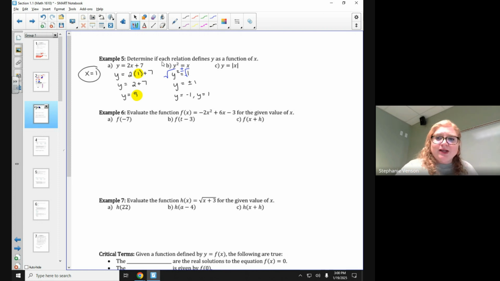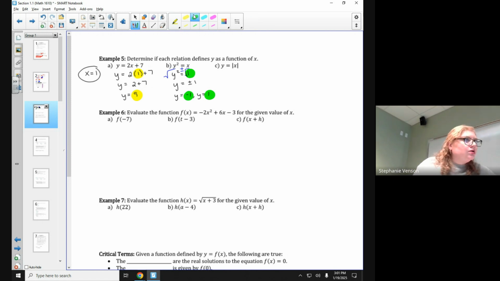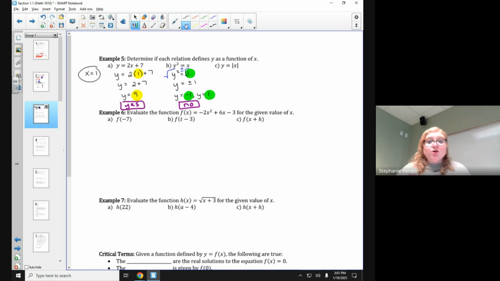So I put in, let's get my highlighter back, I put in a single value of 1 and I got out 2 values for y. I put in a single x value and got out 2 y values. That means this is not a function. So this would be no, because a single input gave me 2 outputs. The first one would be yes, because a single input gave me a single output.